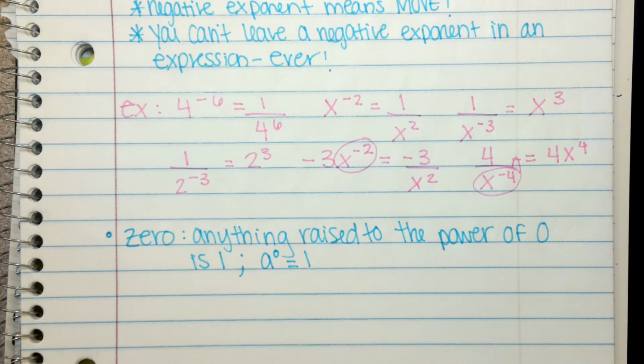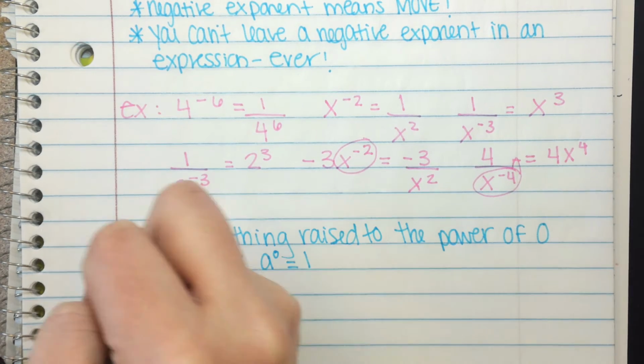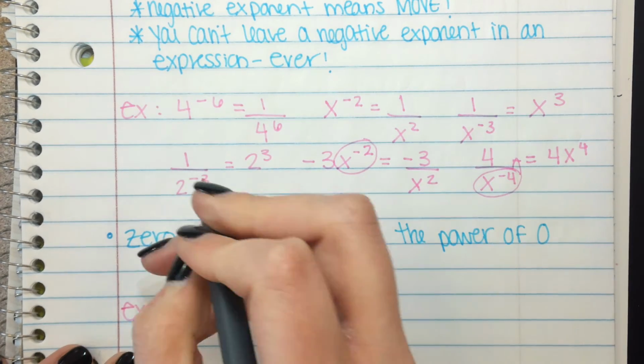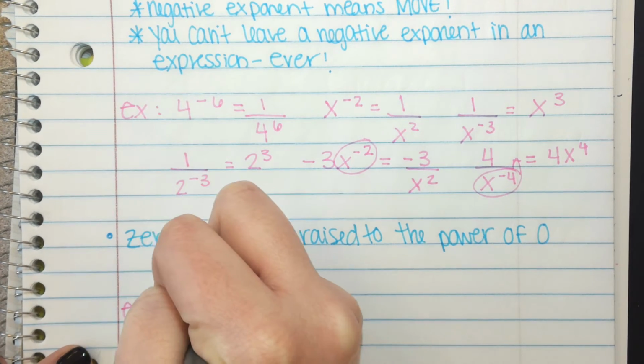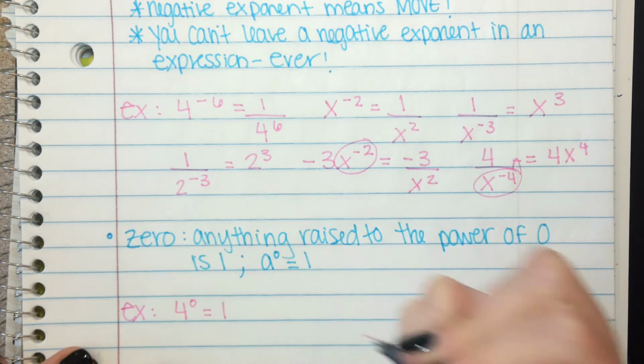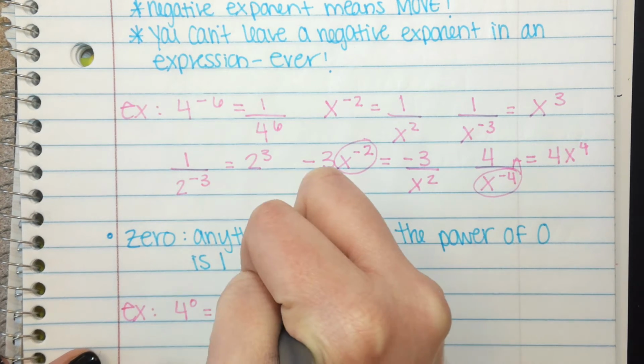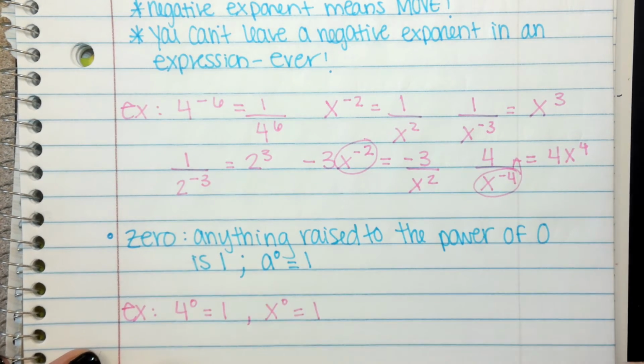Okay, and that will always work. So let's look at some examples of that. If I give you 4 to the 0 power, that equals 1. If you have x to the 0 power, it equals 1.